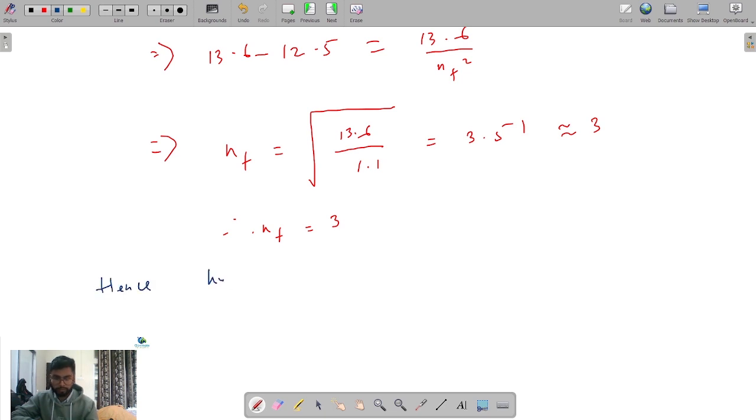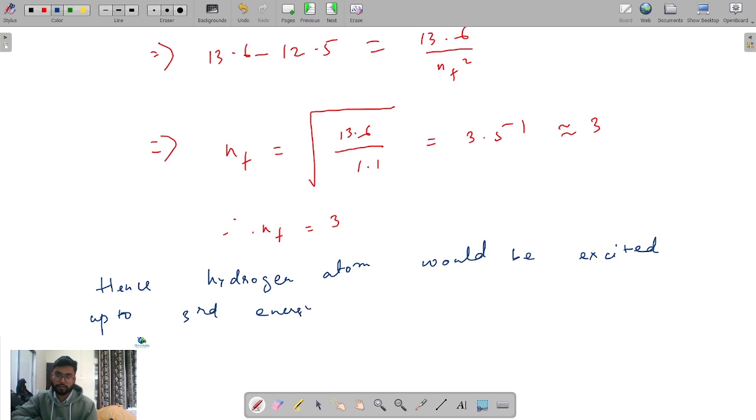Hence the hydrogen atom would be excited up to the third energy level. Third energy level. Okay.